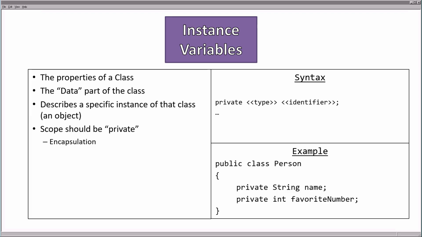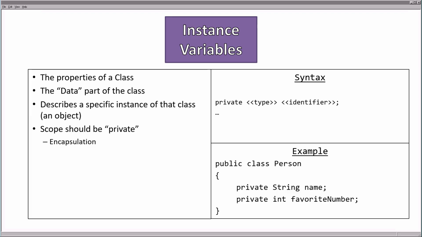It is really good programming practice to go ahead and assume that the scope of instance variables should be private. We do this because of one of the first principles of object-oriented programming called encapsulation. This simply means information hiding. We only want information accessible if we deem it necessary.